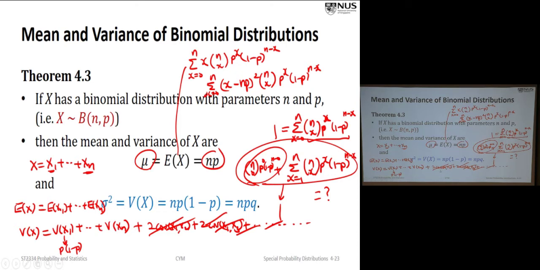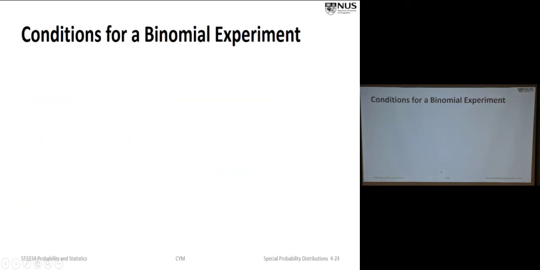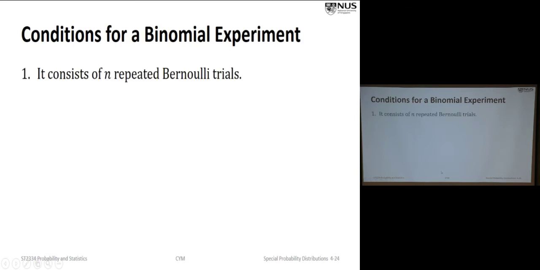Okay, now let's look at some examples. Oh, sorry, conditions for a binomial experiment. It must consist of n repeated Bernoulli trials. Repeated here means that each Bernoulli trial represents the same experiment. It does not mean that all the outcomes are the same. This one helped me to consider x1 plus x2.